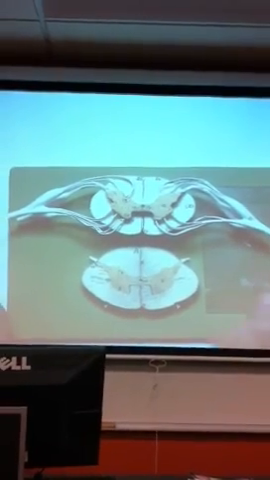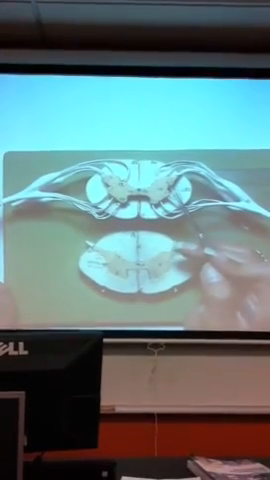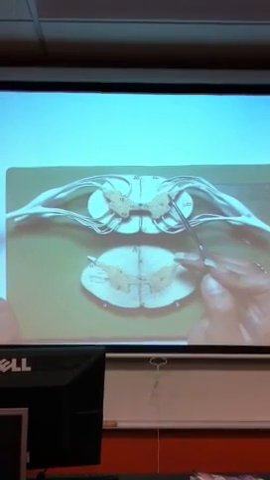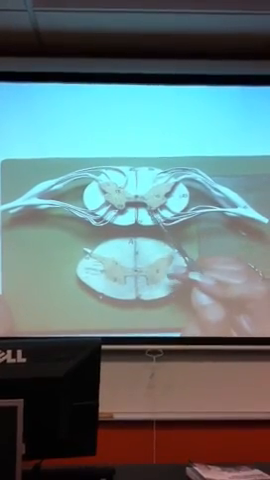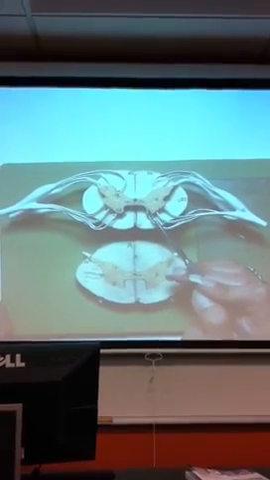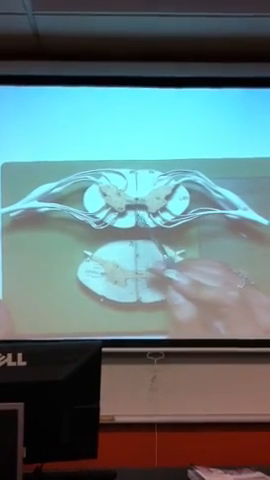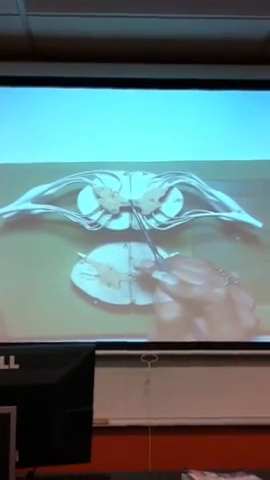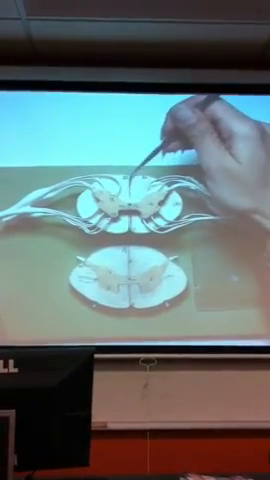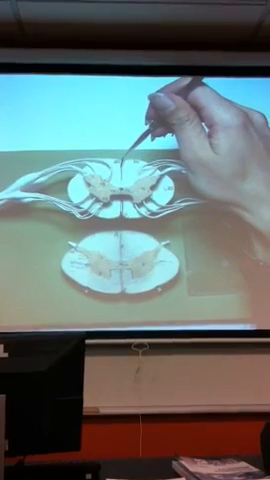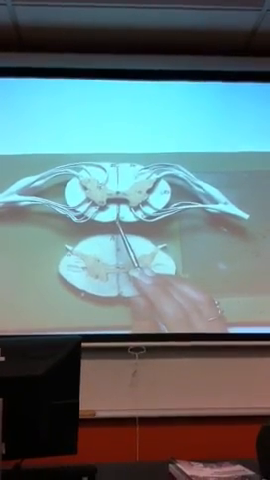Okay, one more time. Name the structure. Dorsal gray horn. Name the structure. Ventral gray horn. Name the structure. Commissural gray fibers. Name the structure. Central canal. Name the structure. Posterior medial sulcus. Exactly. Name the structure. Anterior medial sulcus.